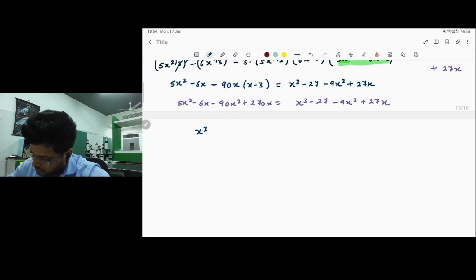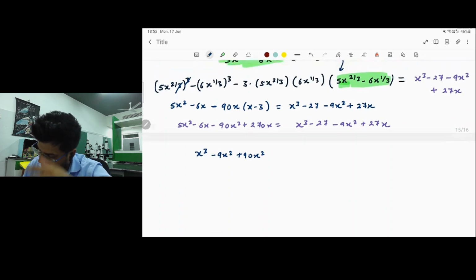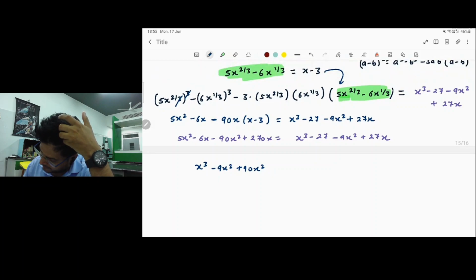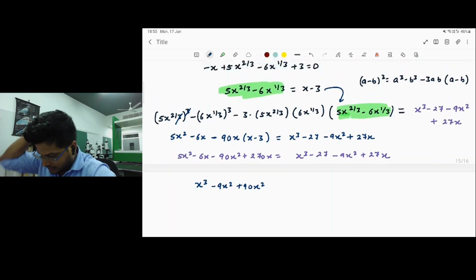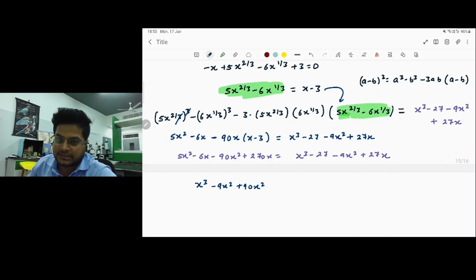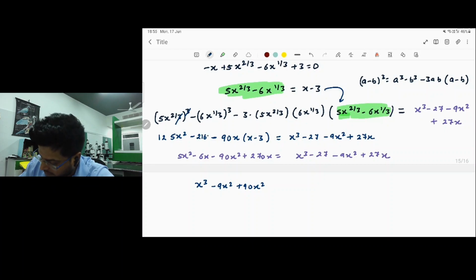Next, again you can see it is minus 9x square plus 90x square, and did I miss anything? Okay, we have missed one thing, I have just realized: you can't cancel like this. The power gets cancelled, but 5 will have that power, isn't it? So it won't be just 5, it is going to be 125, and this will be 216. That is the only correction.